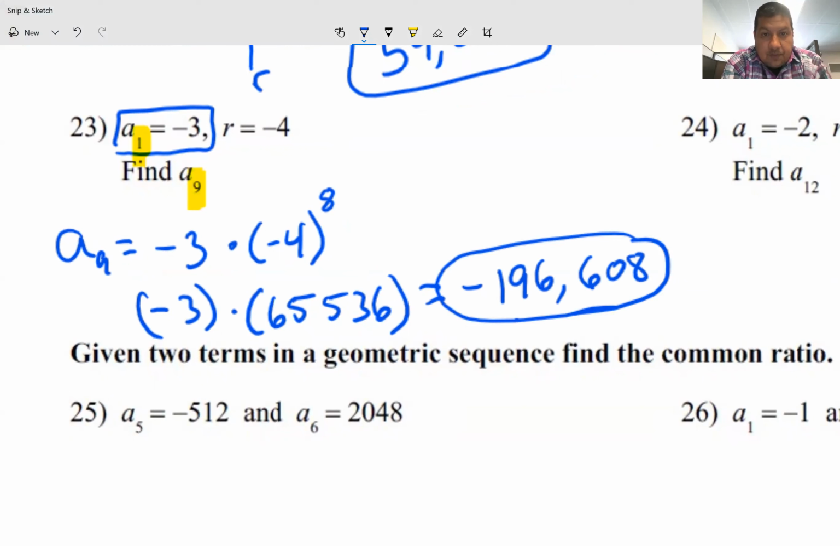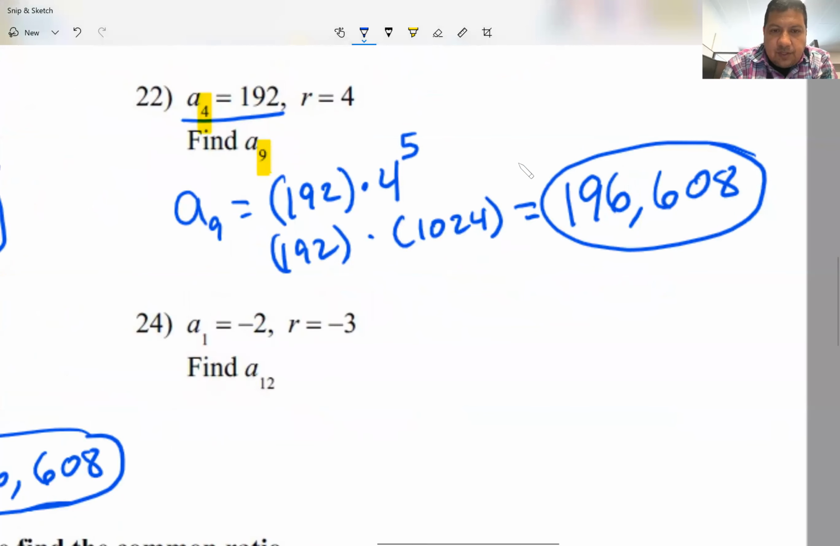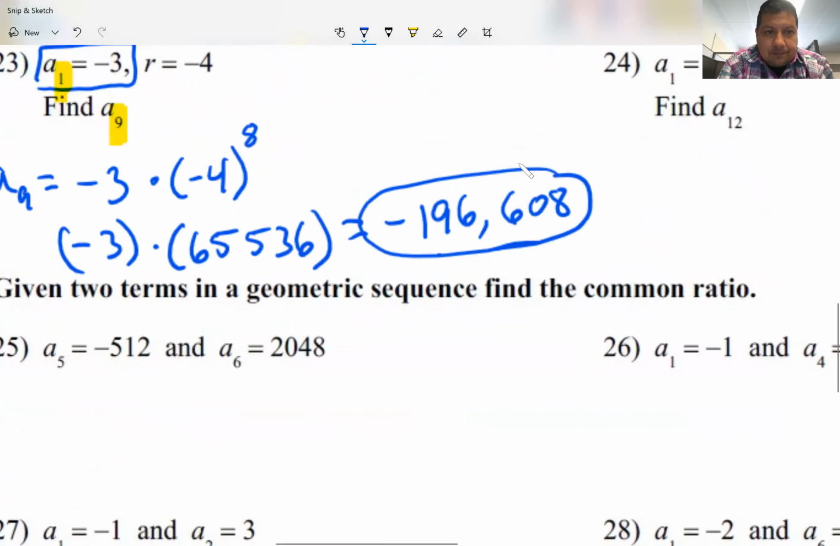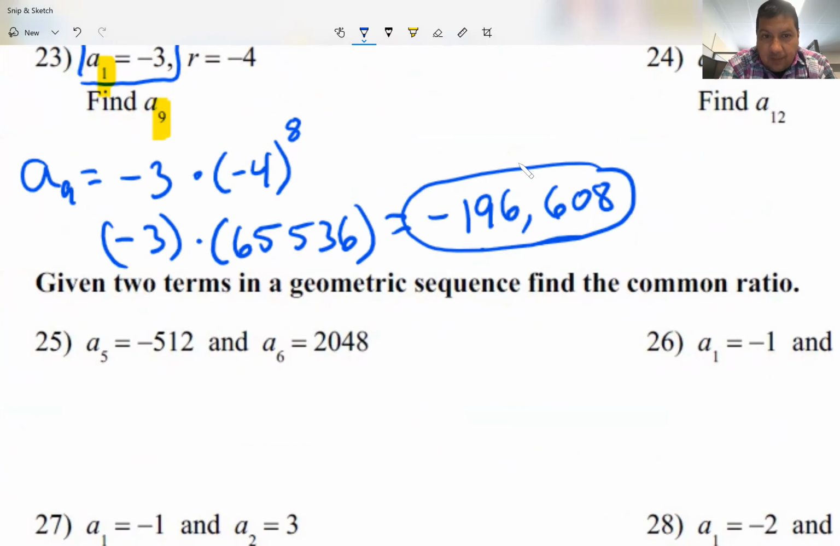I have a question here. How did you get 1,024? Okay, where did I get 1,024? Oh, here. On this question, how did I get 1,024? That was 4 to the 5th power, right? Kind of like here, -4 to the 8th power is 65,536. Hopefully that cleared up your question.